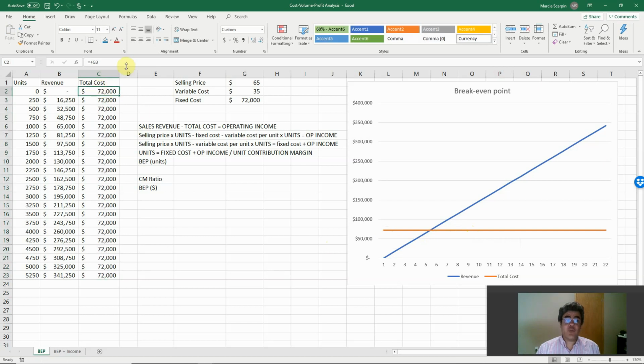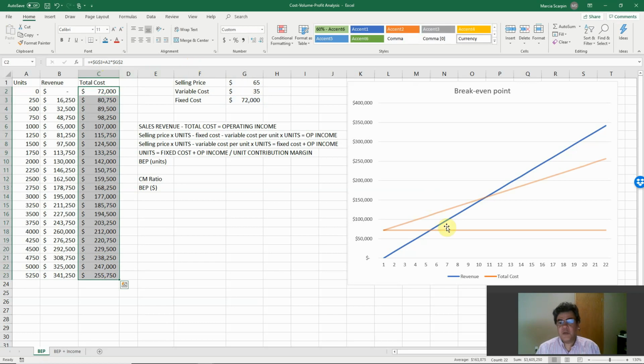But let's consider the total cost. So it is the fixed cost plus volume times variable cost per unit. And now we will fix the variable cost and we will fix the fixed cost. The same 72 because we don't have variable cost for now. Paste here.